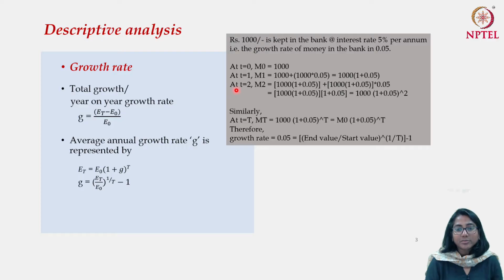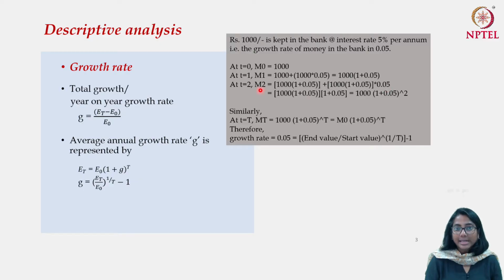What will happen at the end of the second year? See, at the end of the second year, I already had M1. This money I have intact. So this is 1000 multiplied by 1 plus 0.05. In addition to that, what do I have? In addition to that, I have a 5% interest accrual on M1. So this is my M1 and this is the 5% of M1.